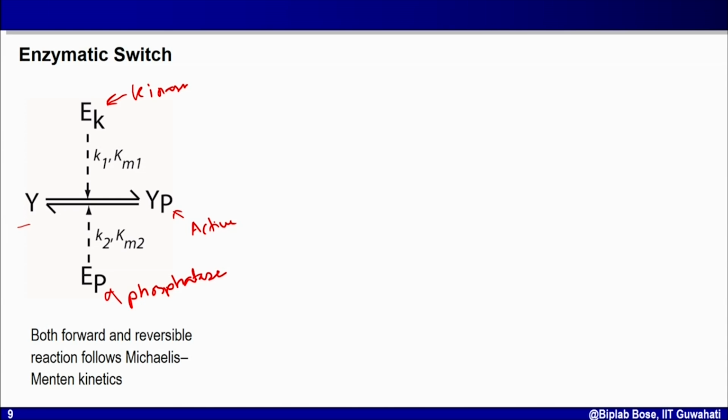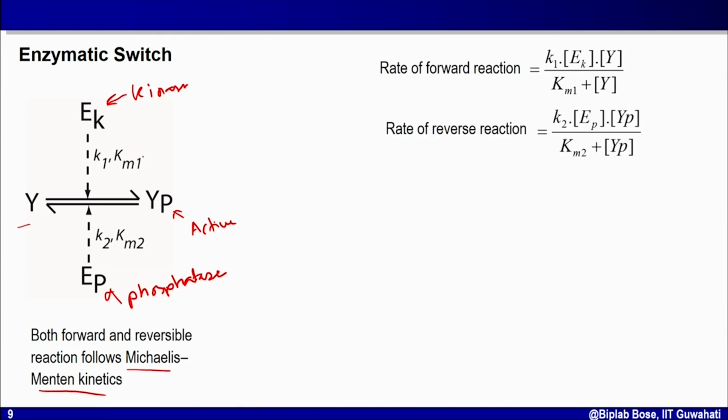And assume that both these reactions, forward and backward reaction, follow Michaelis-Menten kinetics. And as I said, Michaelis-Menten kinetics has two parameters. One is the Kcat, another one is the Michaelis-Menten constant. So for this forward reaction, Kcat is suppose K1, and the Michaelis-Menten constant is suppose Km1. For the reverse reaction, K2 is the Kcat, and Km2 is my Michaelis-Menten constant.